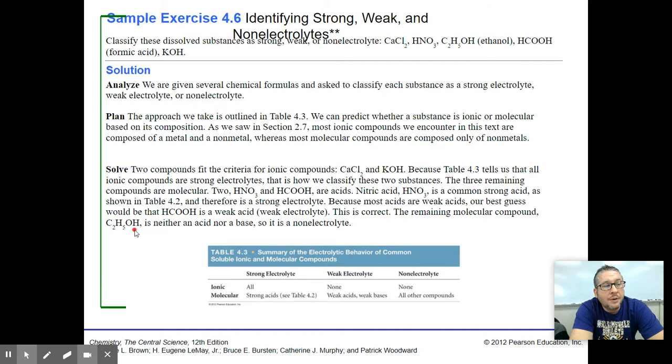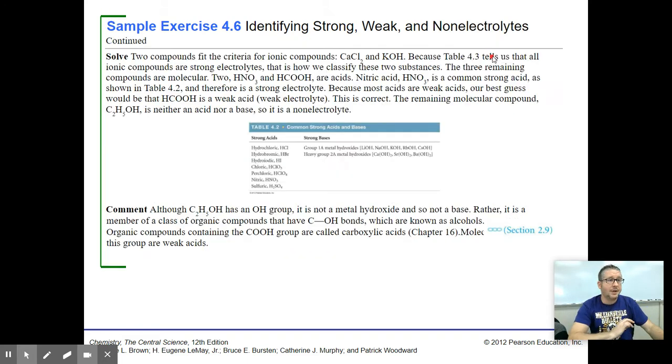The remaining compound, ethanol, is basically a molecular compound. It's neither an acid nor a base. Therefore, it's a non-electrolyte. Now, ethanol may be soluble in water, but it will not break down into any ionic components. So, calcium chloride, nitric acid, and potassium hydroxide are all strong electrolytes. Formic acid is a weak electrolyte. Ethanol is a non-electrolyte.